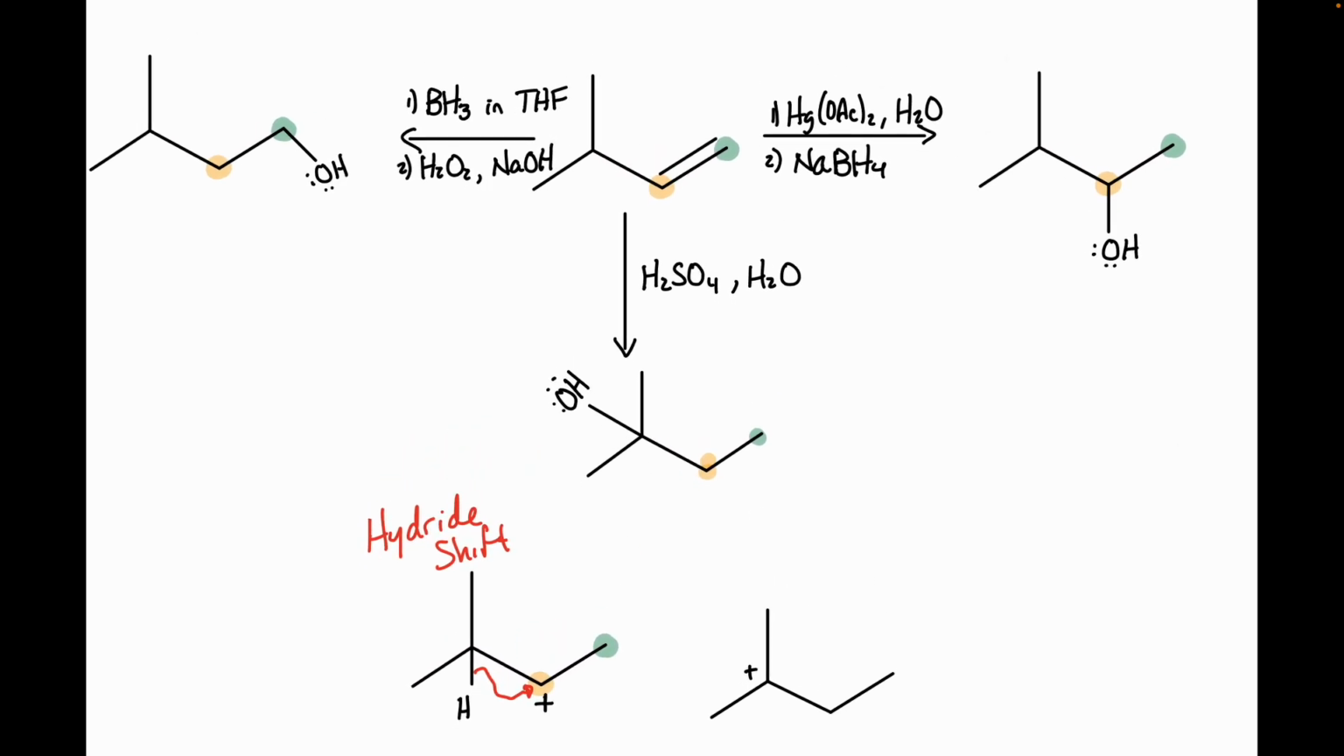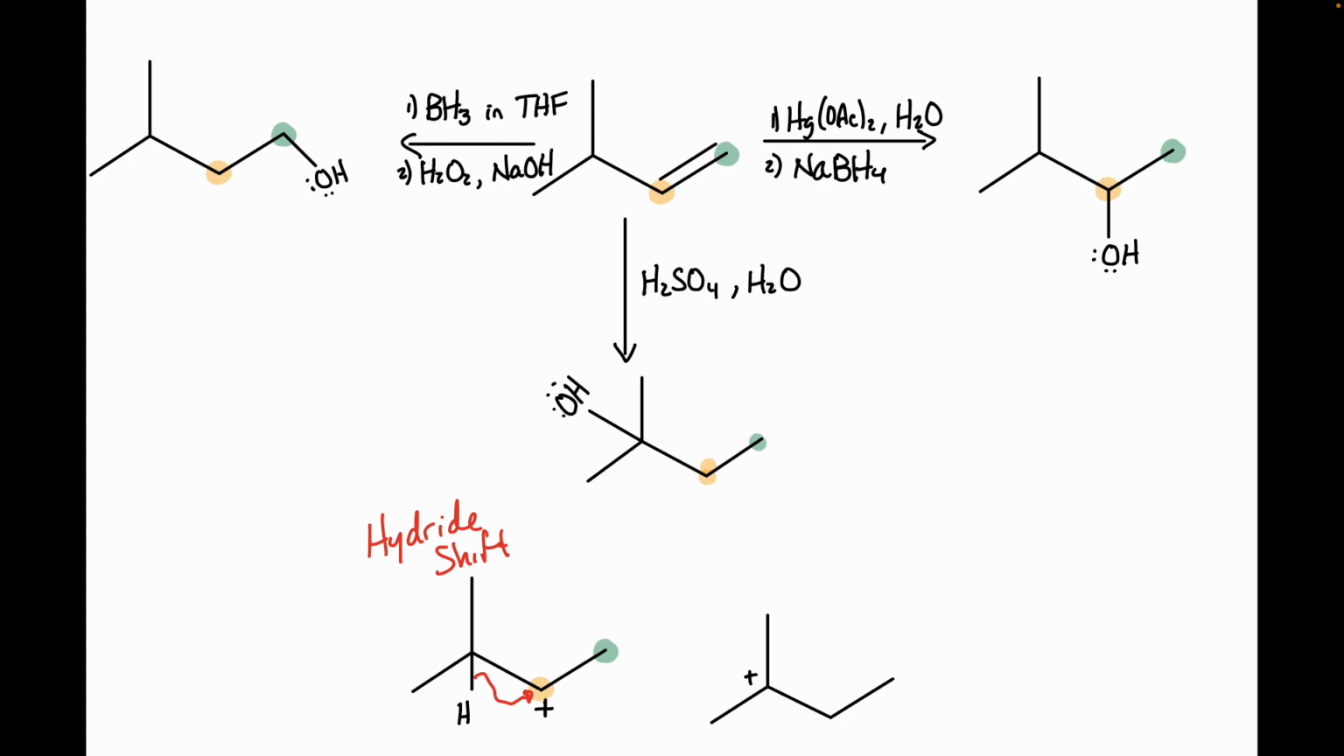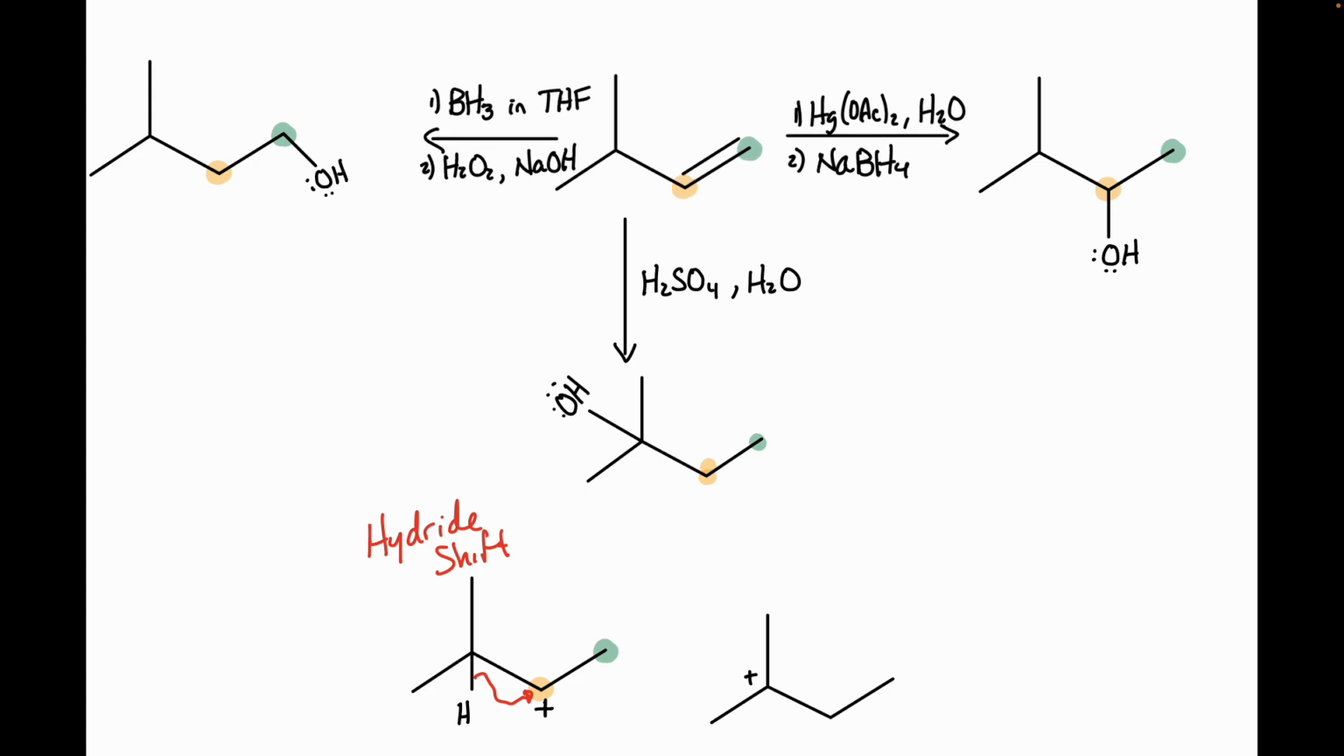All right, so this is a good substrate to choose to illustrate the differences between these various reagents. The top ones, we don't have to worry about any shifts. We just have to keep in mind the regioselectivity of these reactions. Our mercury oxymercuration reaction is Markovnikov. Our boron hydroboration reaction is anti-Markovnikov. Our acid catalyzed hydration reactions are Markovnikov, but we have to watch out for the hydride shifts.